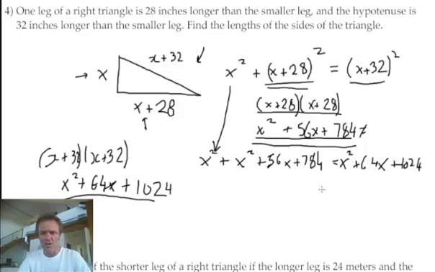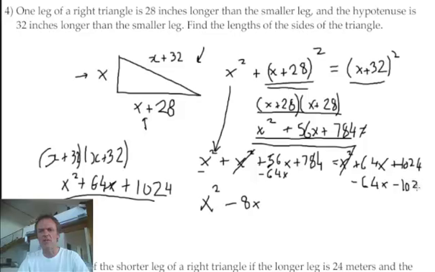So I'm going to take away an x squared from both sides, so that's gone and that's gone. There's an x squared on both sides, they cancel. Now I'm going to take away 64x from both sides. I'm putting everything onto the left. So 56x take away 64x, that's minus 8x, so better numbers. And I'm also going to take away 1024, again putting everything on the left.